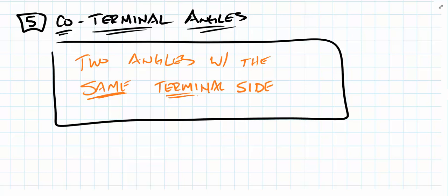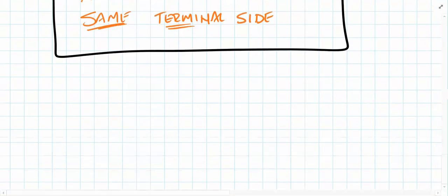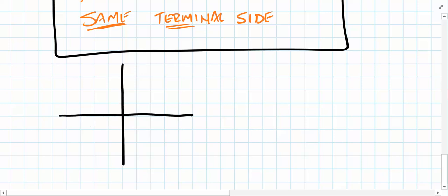Okay, why am I introducing this to you? Let me give you an example right now to illustrate the point. I'm going to give you an angle theta that's equal to 3 pi over 4. So here is an angle, theta, that's equal to 3 pi over 4. It's in the second quadrant, right? It's 135 degrees in the second quadrant.